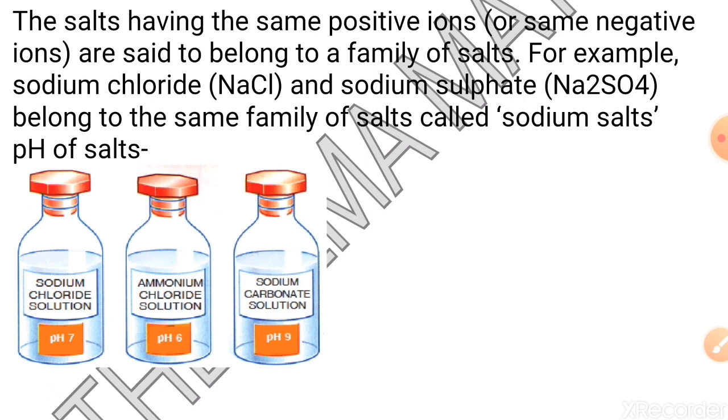Now, the third one, you can see sodium carbonate. Sodium carbonate salt has pH 9. Here, pH 9 indicates that this salt is basic. So, you must have understood about salts and their behavior. Students, in upcoming classes, we will study more about these salts. But today we know that salts can have three types of behavior: acidic, basic, neutral.